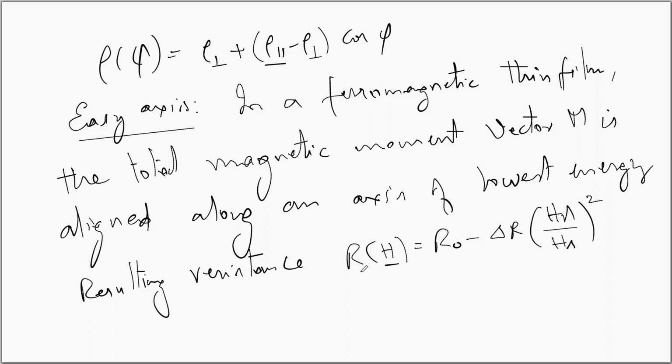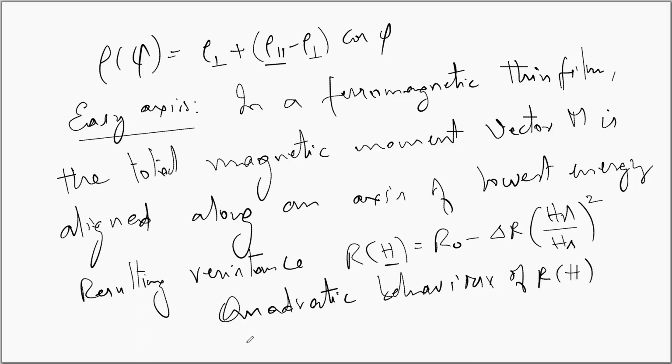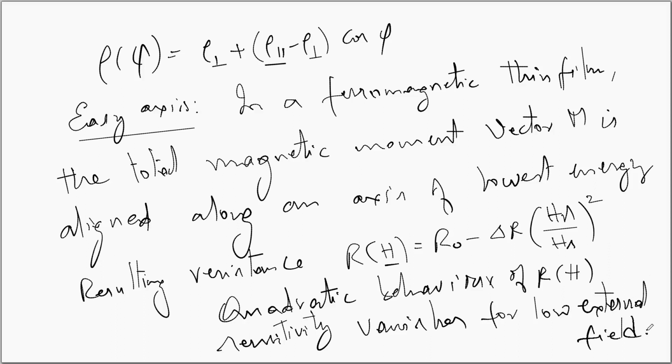One can see that this expression has a quadratic behavior, and a quadratic behavior of this type will give rise to zero sensitivity at low fields. Because of the quadratic behavior of RH, the sensitivity of the sensor vanishes for low external field. Since the sensitivity is not linear, for low external fields the sensitivity vanishes. But a desired quality for a sensor is to have a linear behavior.